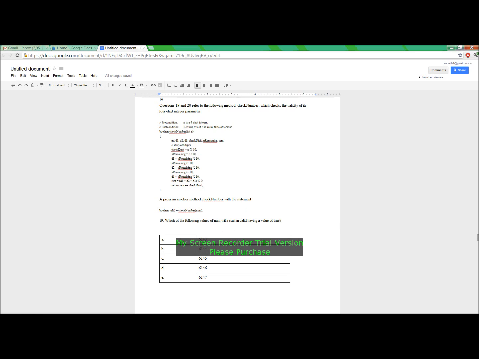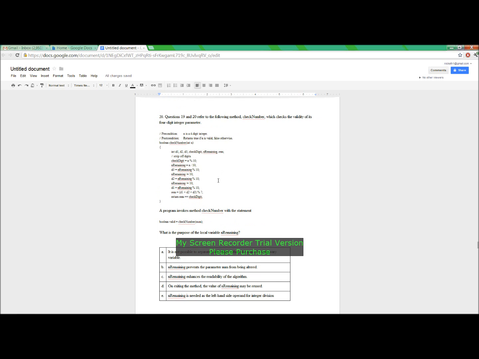But for the next one, it's very clear that this is true because it's got the same first 3 numbers. So rem is still 4, but check digit, which is the last digit, is 4. So we return true, and that's our answer, B.